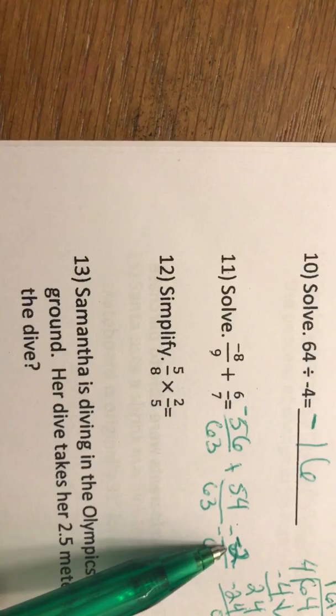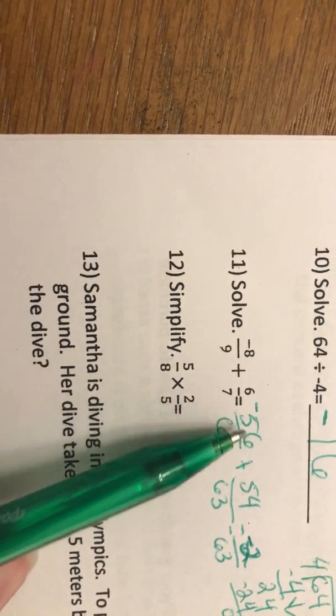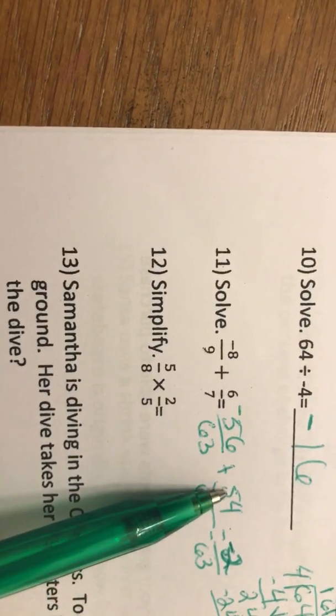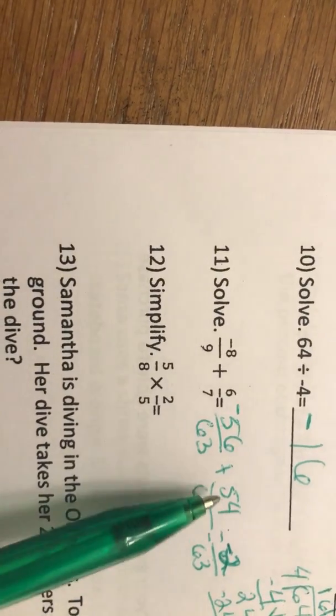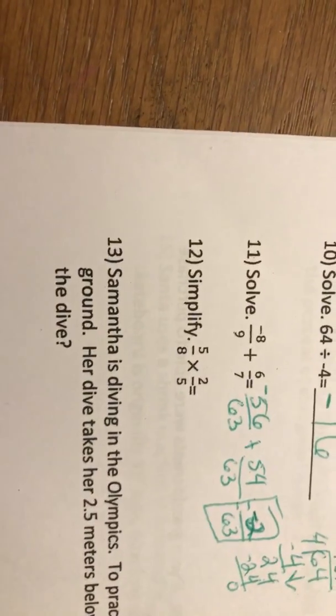We get the negative 2 because 56 is further away from 0, so our answer would be negative. And when you add a positive and a negative value, you subtract the terms and keep the sign of the greater absolute value. So that would be your final answer.